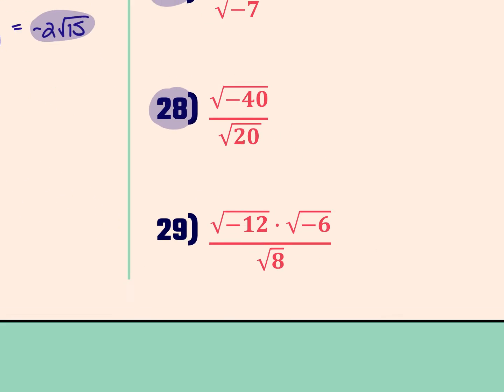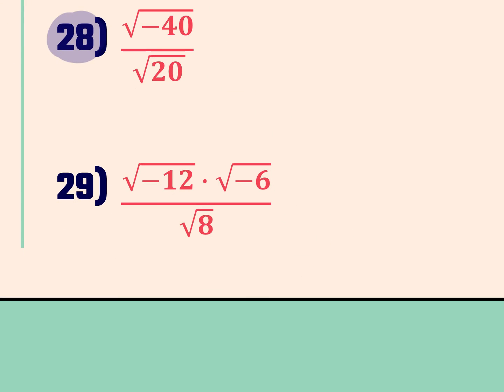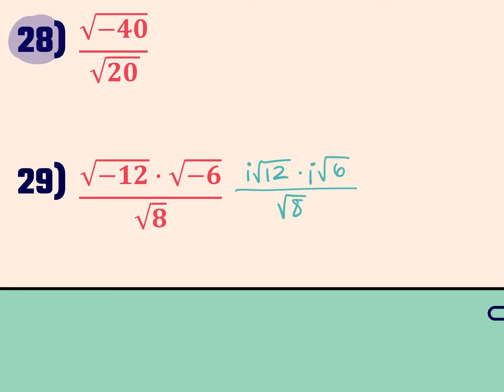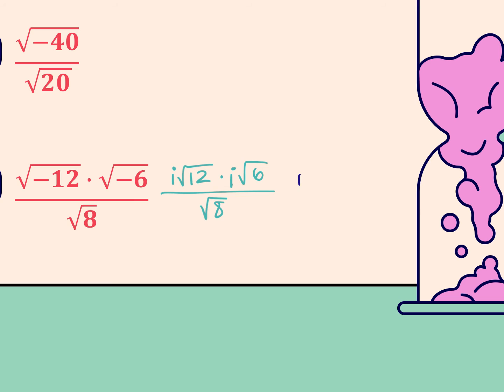Let's look at 29. So I'm going to take i out of the square root 12. I'm going to take i out of the square root, negative 6, sorry, negative 12. And square root 8 stays in the bottom. So I can group together both i's, it'd be i squared. I can group together the 12 and the 6 underneath the root and the square root of 8 in the bottom.